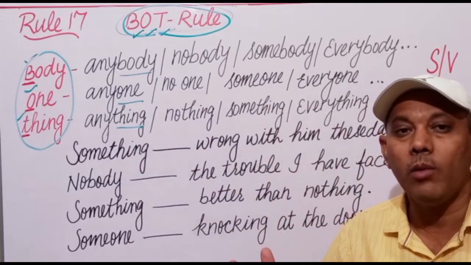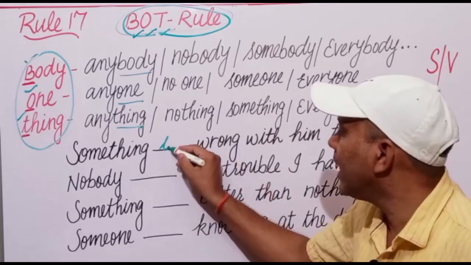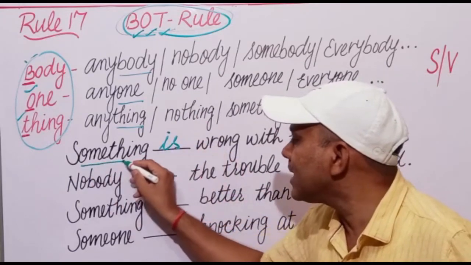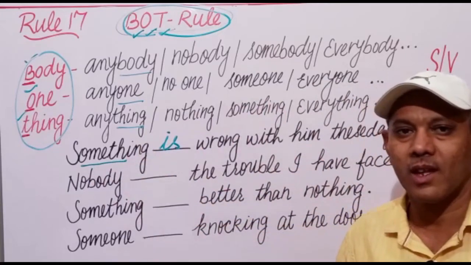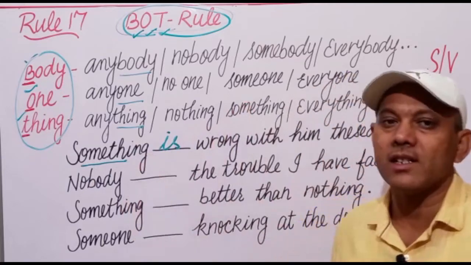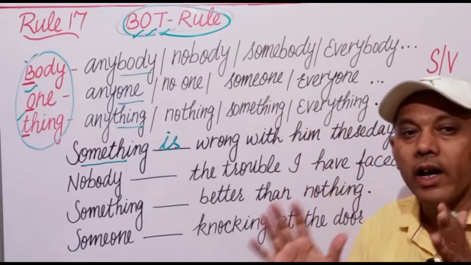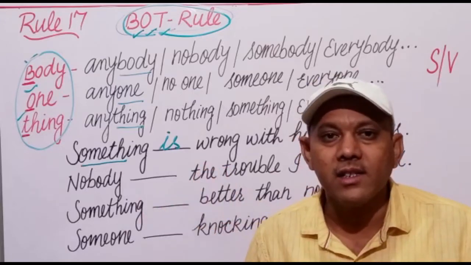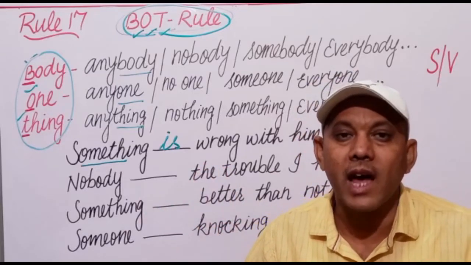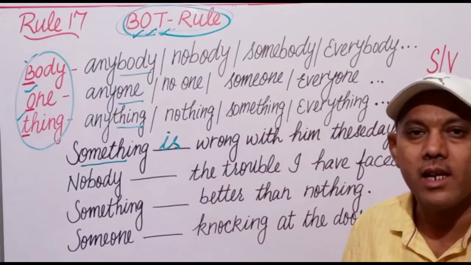Fill in the form of 'to be'. Something is wrong with him. Here, this word 'something' is acting as the noun, the subject of this sentence. Something is wrong with him these days. He seems sad these days. It means it seems that something is wrong with him nowadays or these days.